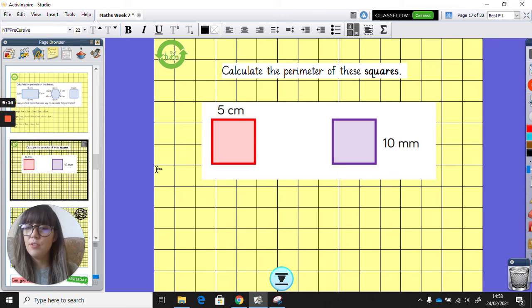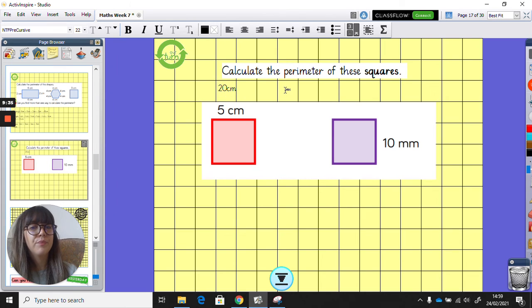So, how did you get on? We know that a square has 4 sides of all the same length. So the perimeter of this square is going to be 5 centimetres, 5 centimetres, 5 centimetres, 5 centimetres. 5 times 4 is 20 centimetres. So the perimeter of that one is going to be 20 centimetres.